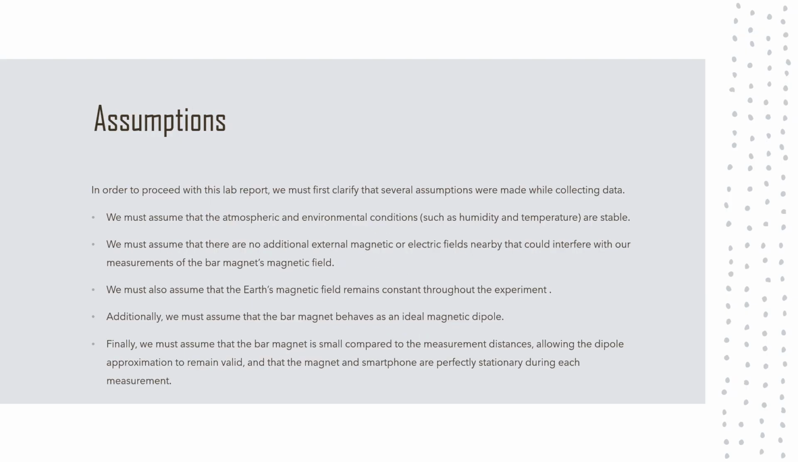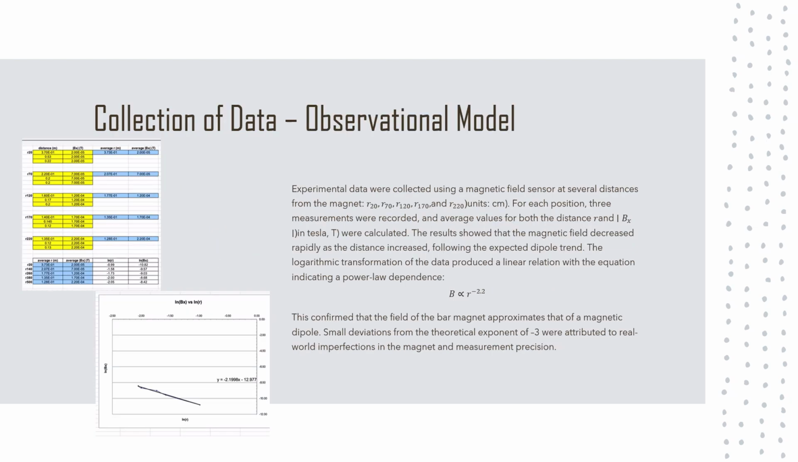experimental observation. To proceed with this lab report, we must clarify assumptions. We must assume that atmospheric and environmental conditions are stable. Assume there are no additional magnetic or electric fields that could interfere with our measurements. Assume that Earth's magnetic field remains constant throughout the experiment. Assume that the bar magnet behaves as an ideal magnetic dipole. Assume that the bar magnet is small compared to the measurement distances.